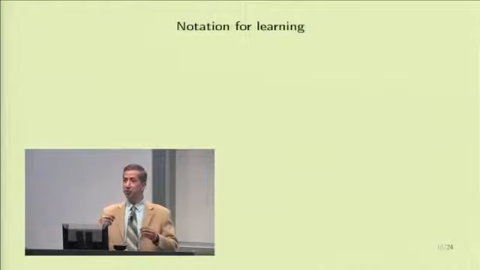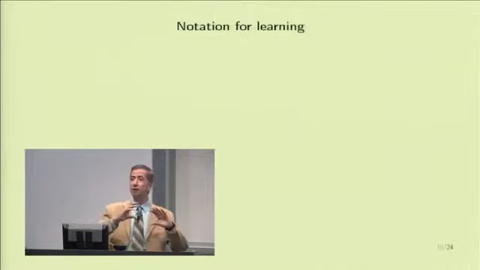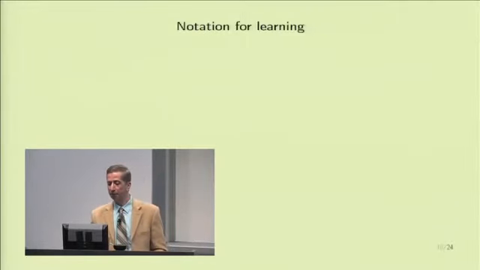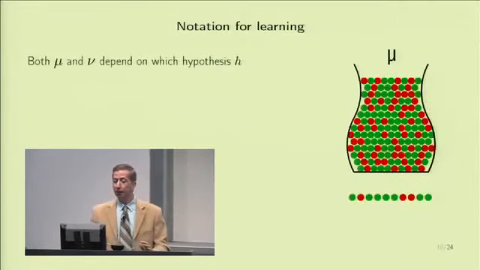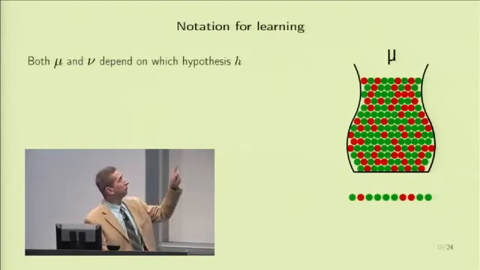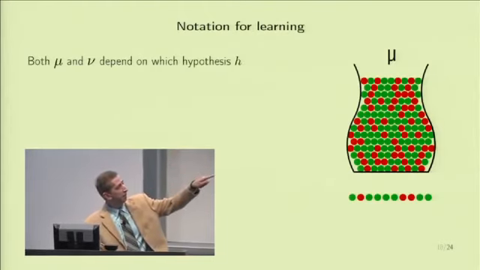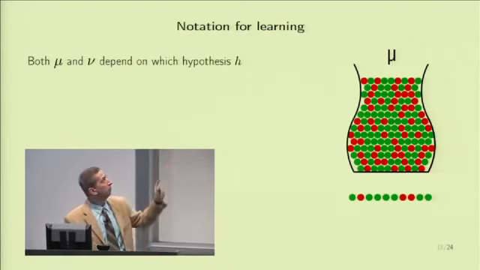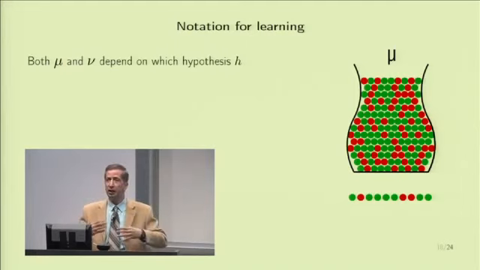Now, because this is going to stay with us, I'm going to introduce the notation that will survive with us for the entire discussion of learning. Okay? So here is the notation. Now, we realize that both mu, which happens to be inside the bin, and nu, which happens to be the sample frequency, in this case the sample frequency of error, both depend on h. So I'd like to give a notation that makes that explicit.